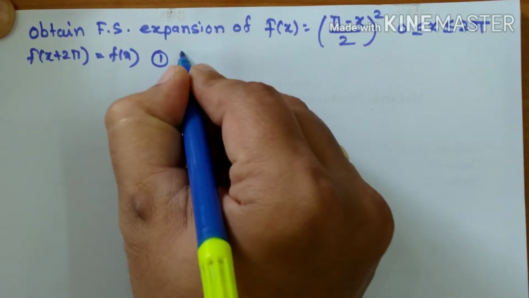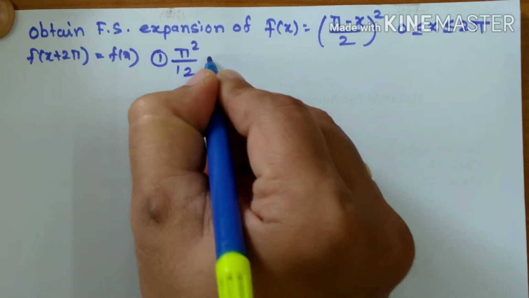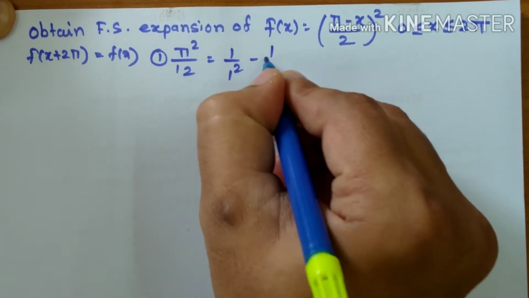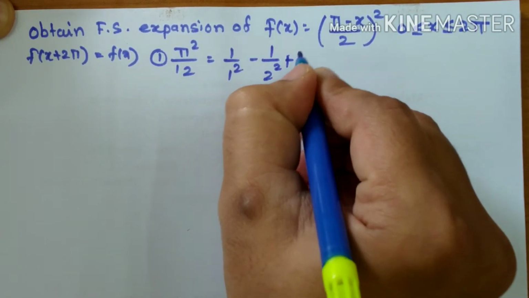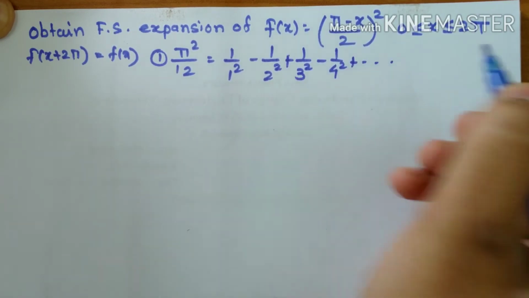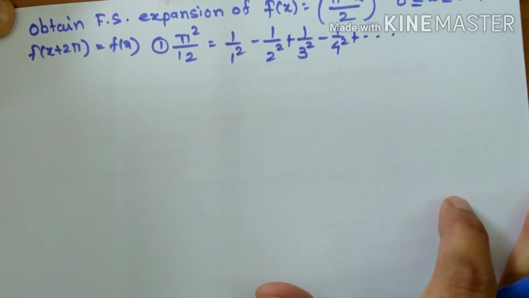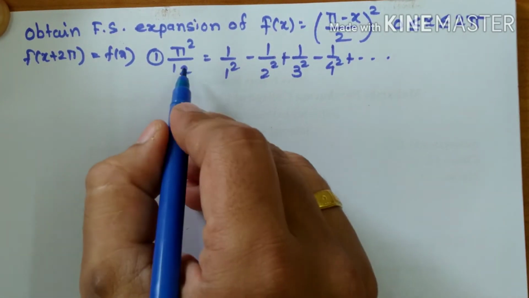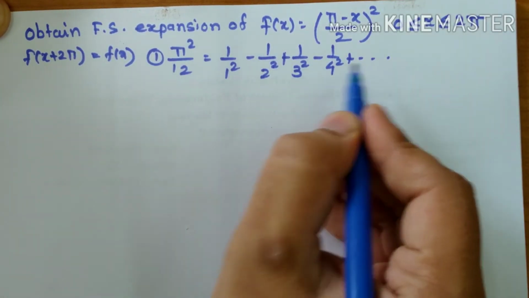that means you have to prove that. What is to be proved? The pi square upon 12, the value of this is 1 upon 1 square minus 1 upon 2 square plus 1 upon 3 square minus 1 upon 4 square plus and so on, like this. Okay, so one thing is we have to show that the value of this is equal to this infinite series.